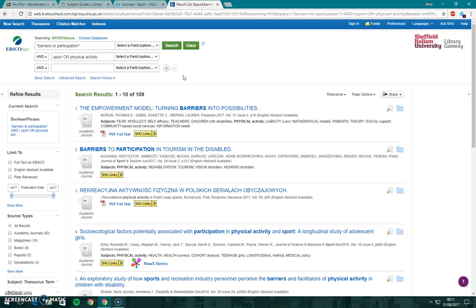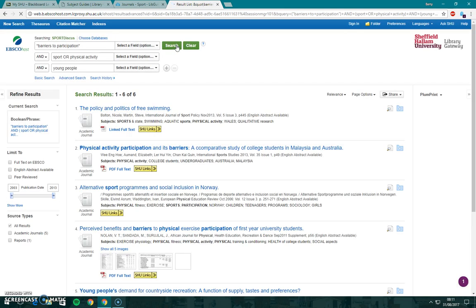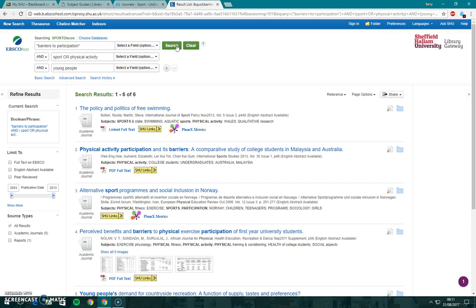The last area I'm adding in this case is actually the population we're interested in, and for me it's young people. Again, because we've had a third term, you would expect the 109 to come down. Now this is quite a dramatic reduction in our results, so again we're going to have to think about our alternatives. How else might we describe a young person?